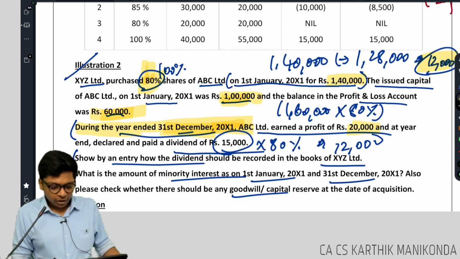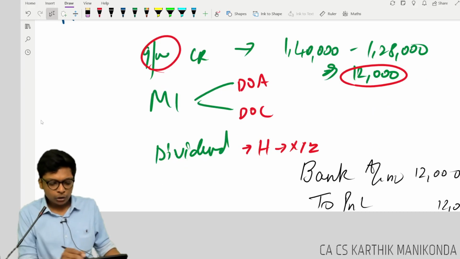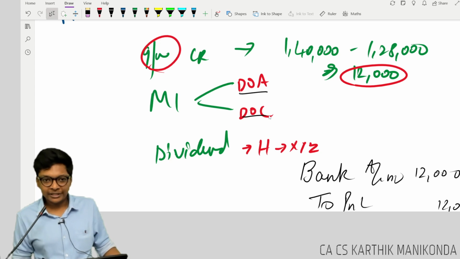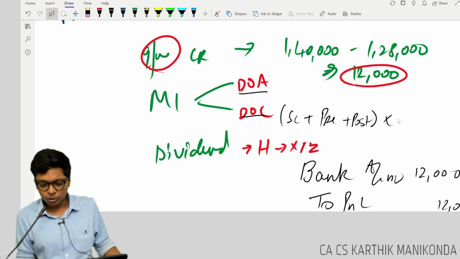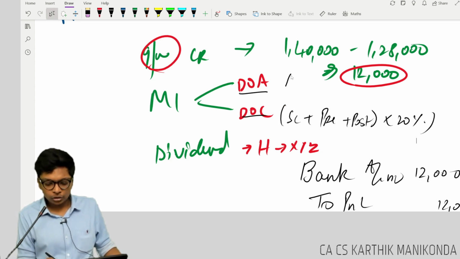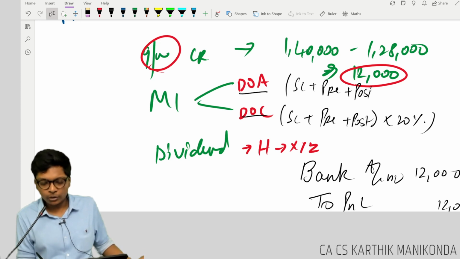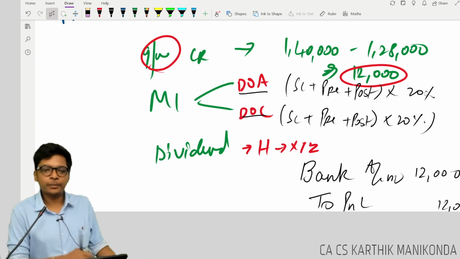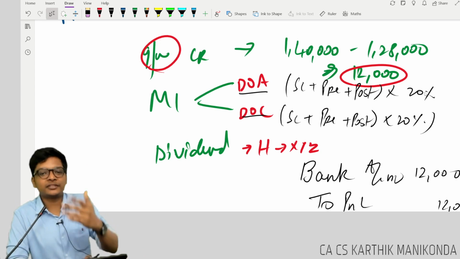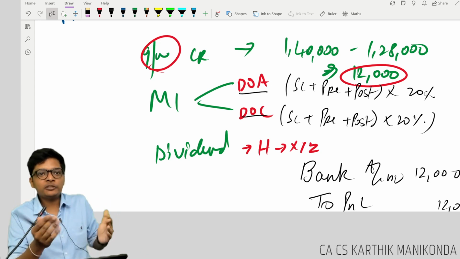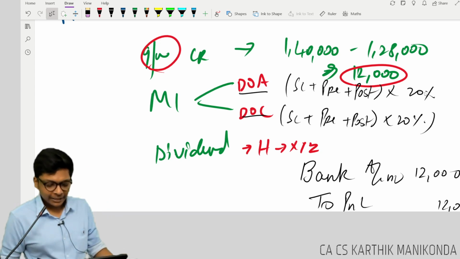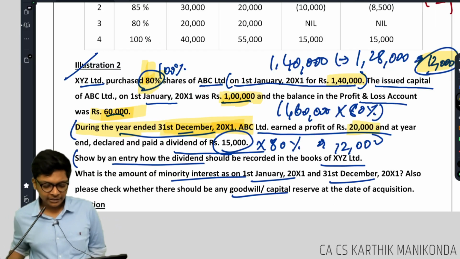Next, we have to find minority interest on the date of acquisition and date of consolidation, which is nothing but share capital plus pre plus post into 20%. Here also share capital plus pre. There will not be post on date of acquisition. You can write 0 if you want. It will be 0 into 20%. Basically, it's share capital plus reserves. I like to split pre and post because in most sums you will end up doing that. Can you compute, guys, quickly? Minority interest.